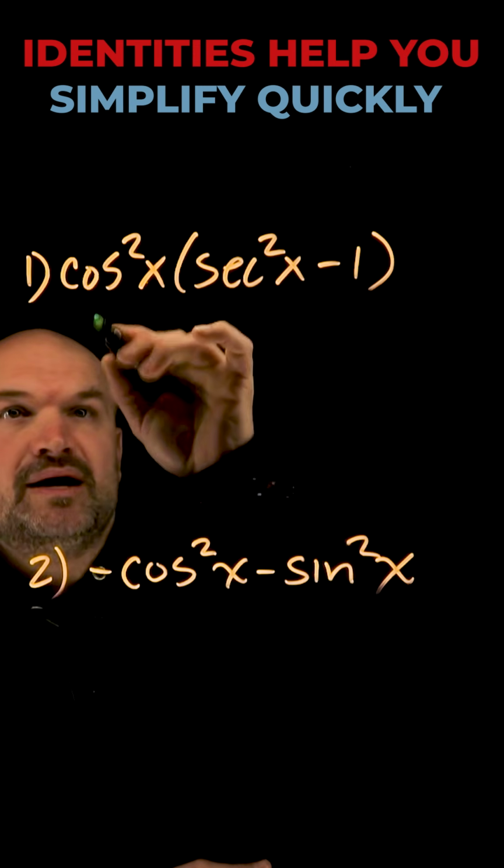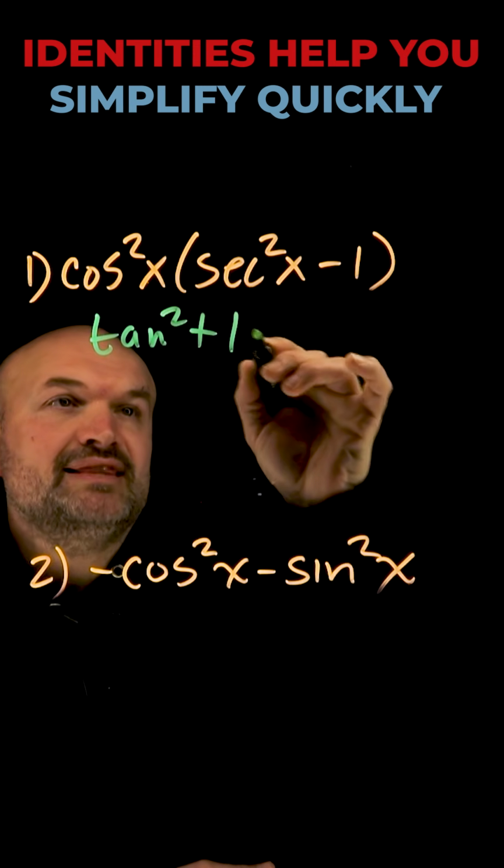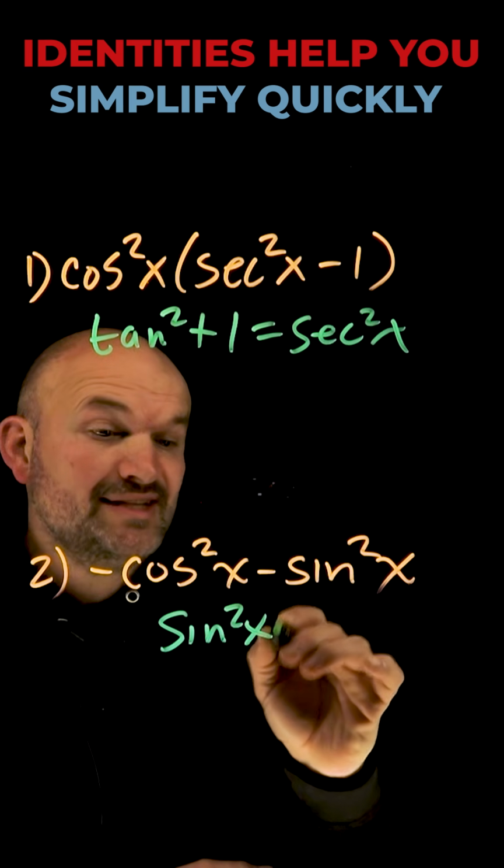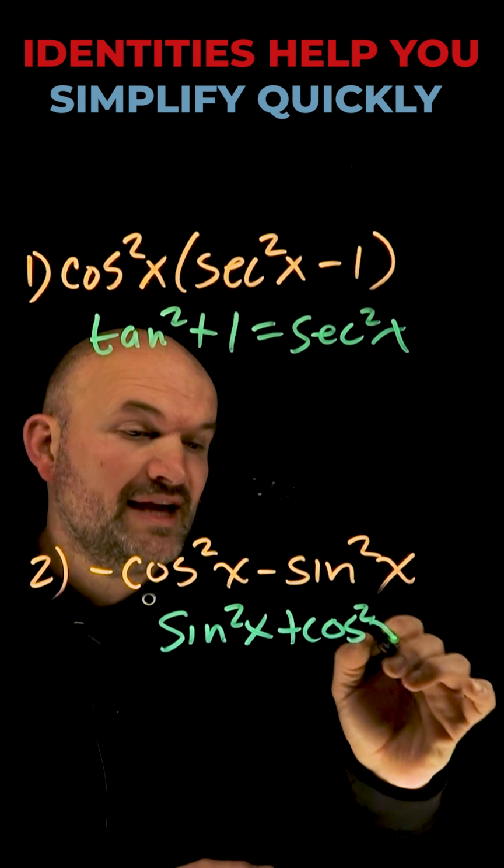All you need to know for these two problems is simply going to be your Pythagorean identities. If you know these two identities, you can do these really, really quickly. And that's all I tell my students to do, is know your Pythagorean identities.